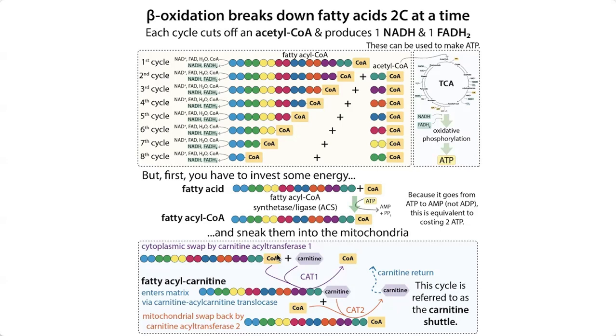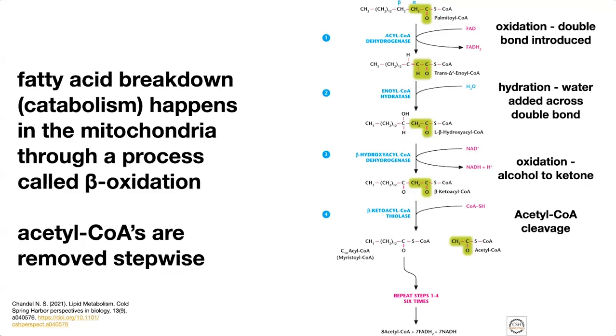Fatty acid breakdown, or catabolism, happens in the mitochondria, and this is happening through a process called beta oxidation. It's similar to the reverse of what we were looking at before, in that we are breaking things down to acetyl groups that are 2 carbons at a time. But note here, we're not having a malonyl-CoA intermediate. When we're building up a malonyl-CoA, that's really indicating that we're synthesizing lipids.